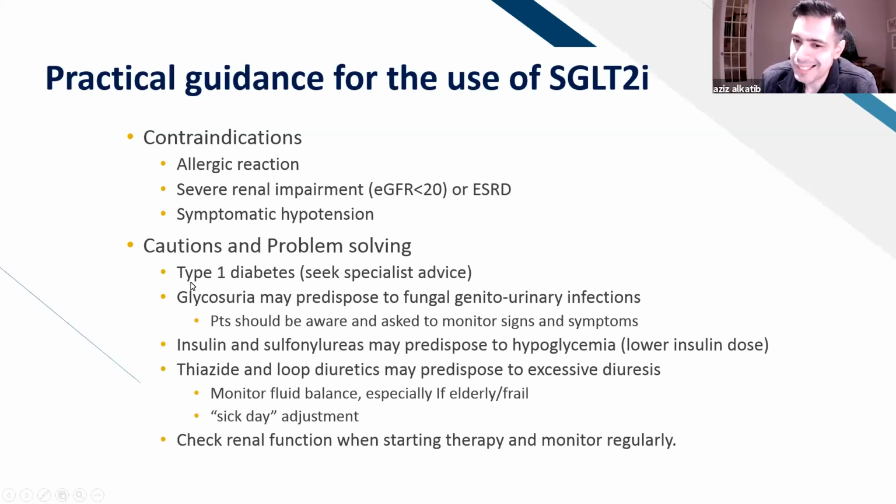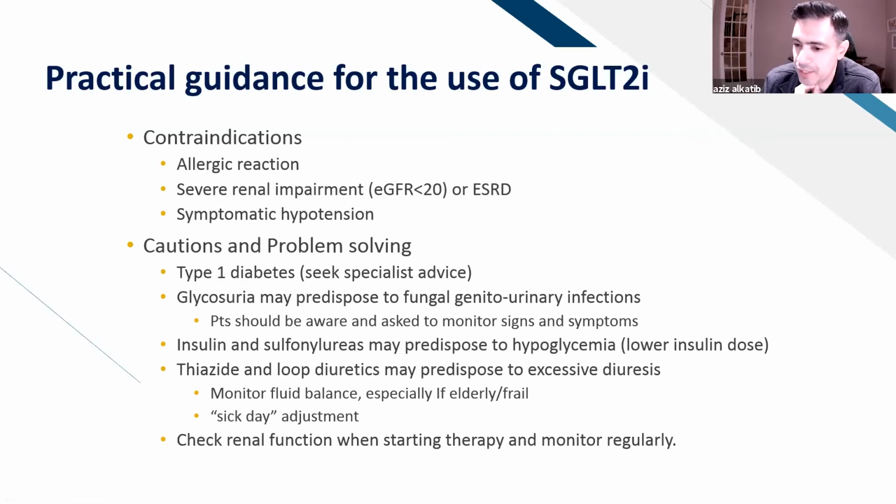Type 1 diabetes is not an absolute contraindication, but there is a very, very small risk of DKA, which should be taken into account. My advice would be to seek advice from a specialist. Because of the glucose excreted in the urine, that creates an environment which may predispose to genital mycotic infections, candidal vaginitis, for example. These generally respond well to treatment with oral, topical antifungals or occasionally oral fluconazole. But patients should be aware and asked to monitor signs and symptoms. There is no increased risk of urinary tract infections that was studied in any of the major trials. The risk of hypoglycemia is very, very low.